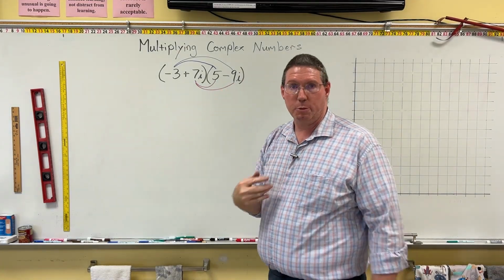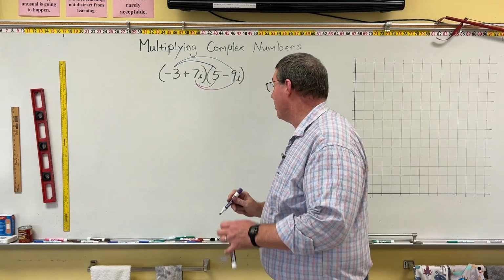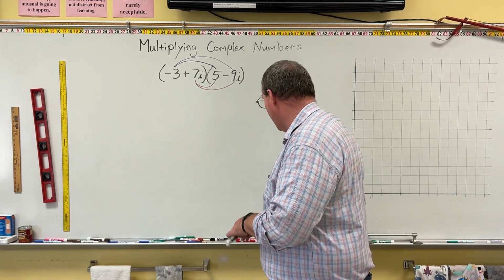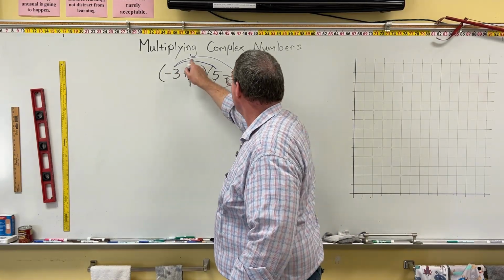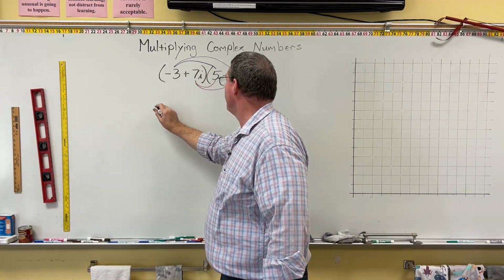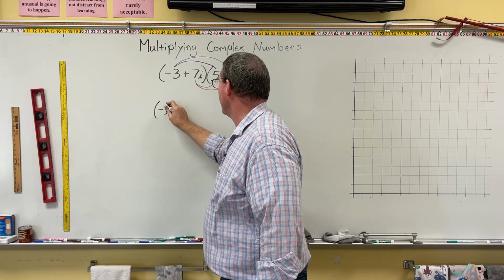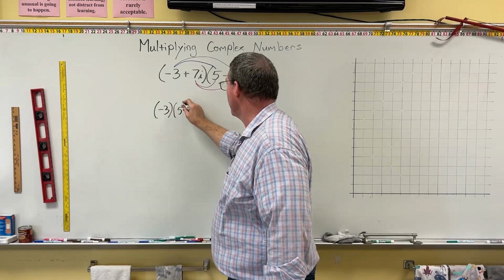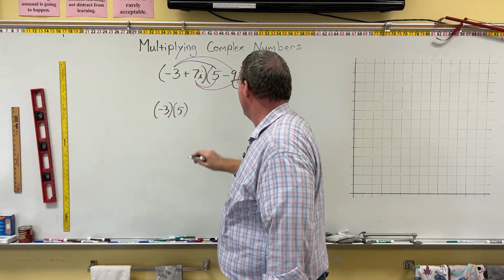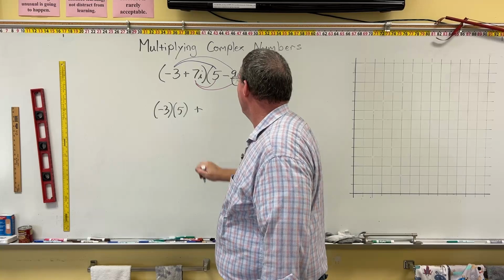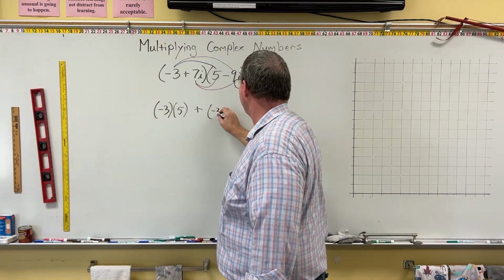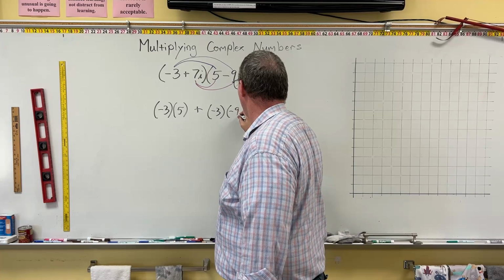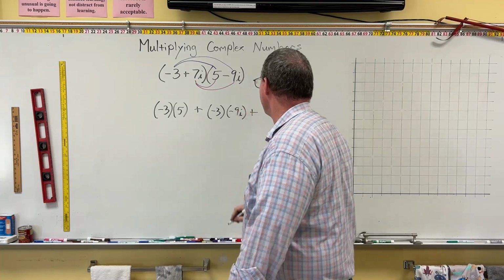Here's how I do it. You can do it this way. I think it works pretty well. I'm going to first do the negative 3 times the 5, and I'm going to write it like this. Negative 3 times 5. Then plus. Then I'm going to do the negative 3 times the negative 9i. Negative 3 times negative 9i plus.